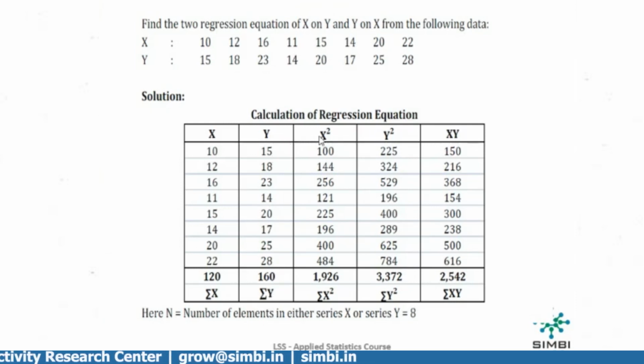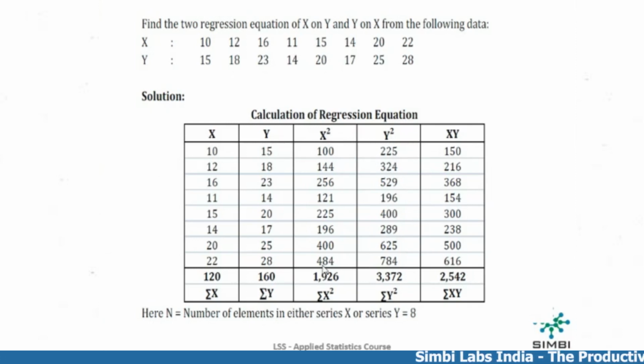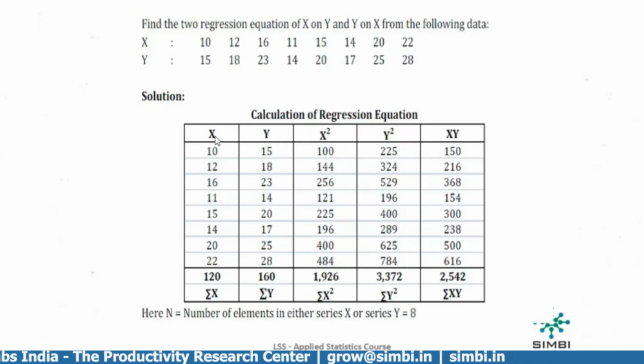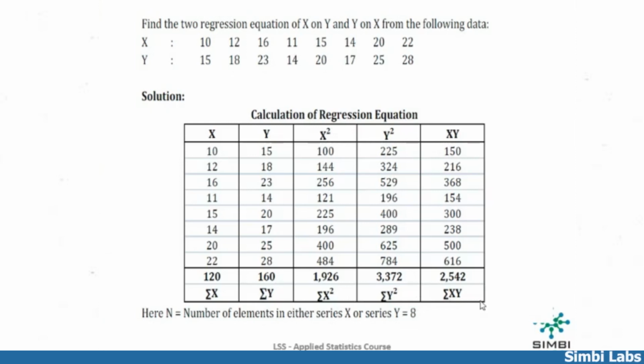Next we need x square, y square and xy values. Square the 10, 10 into 10, and for y values 15 into 15, like that do all the calculations and do their summation, summation x square and summation y square, and multiply both variables x into y and do that summation also. So now we have all the summation values: summation x, y, summation x square, y square and summation xy. n means the number of elements in the x series or y series. Total is 8.